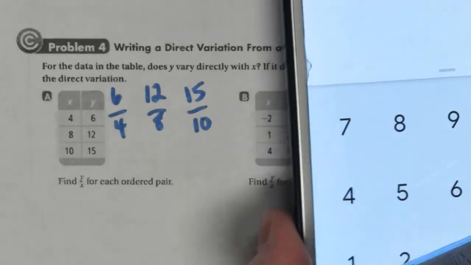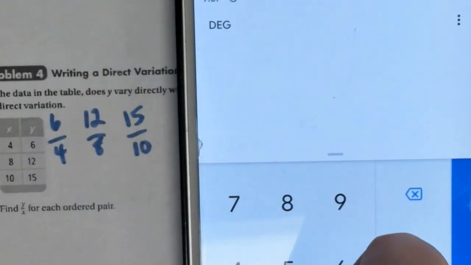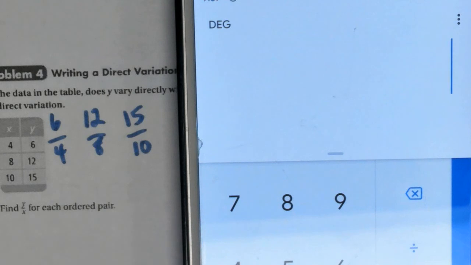And so we just have to check. And you can use your calculator. Some of you that are really strong in fractions may not have to do this.